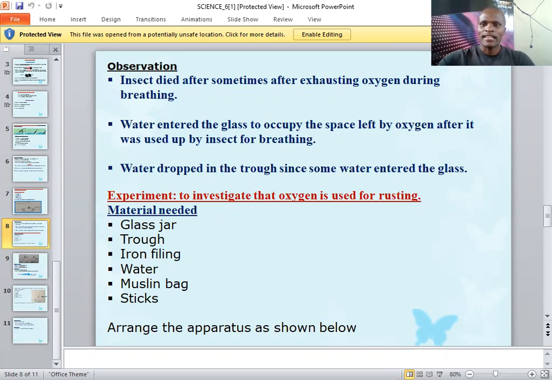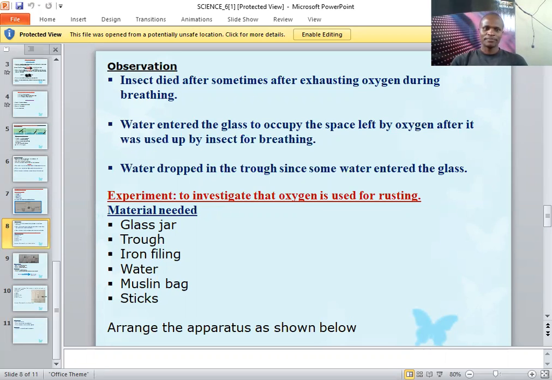Remember, we said that rust is a brown substance formed when a metal, especially iron metals, reacts with water in the presence of oxygen. So here, there's an experiment to investigate how oxygen is responsible for rusting. We need some materials that we are going to use in this experiment.